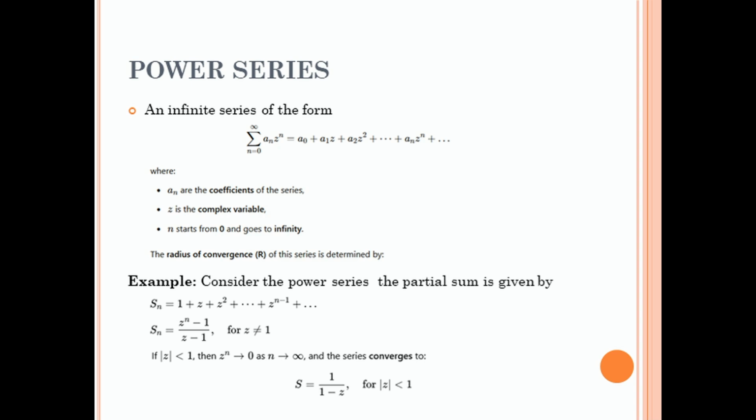When modulus of z is less than 1, the sequence z^n converges to 0 as n tends to infinity, and hence the sequence S_n converges to 1 divided by (1 minus z). The power series converges when modulus of z is less than 1, and when modulus of z is greater than or equal to 1, the series diverges. In general, if modulus of z is less than 1, the series converges; otherwise, if modulus of z is greater than or equal to 1, the series diverges.